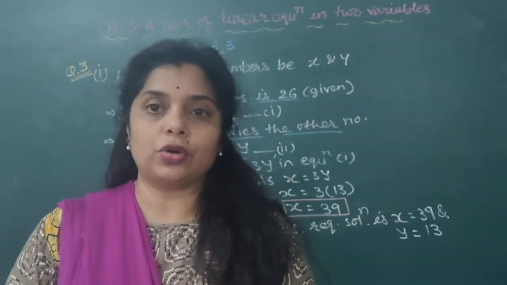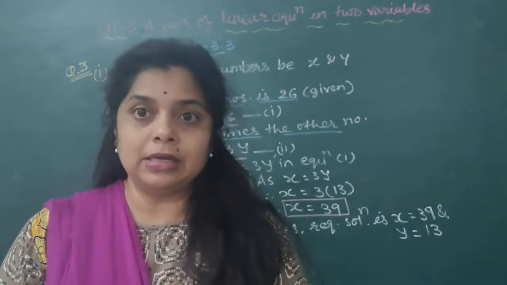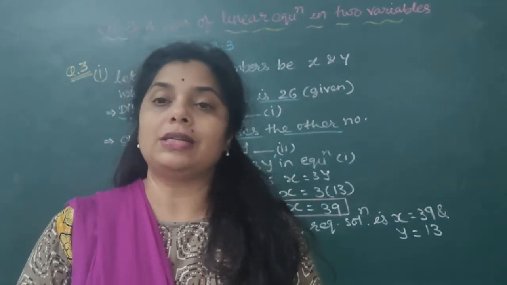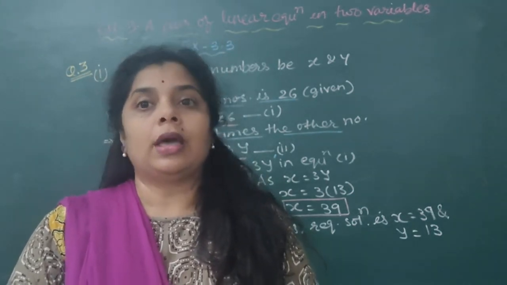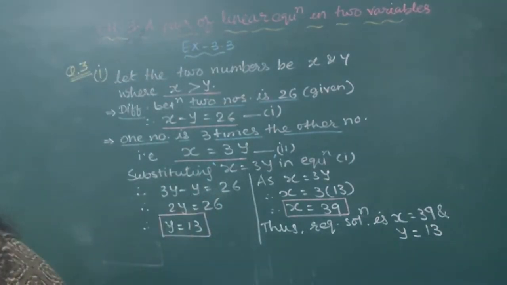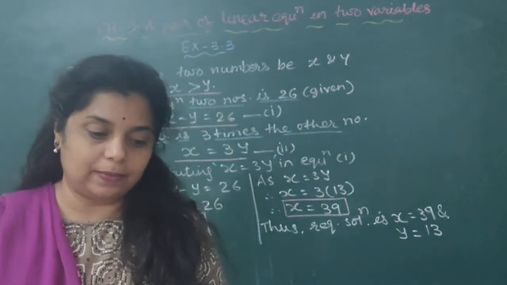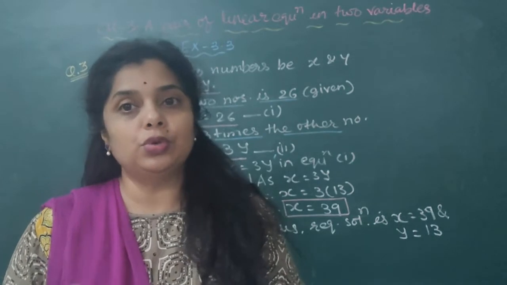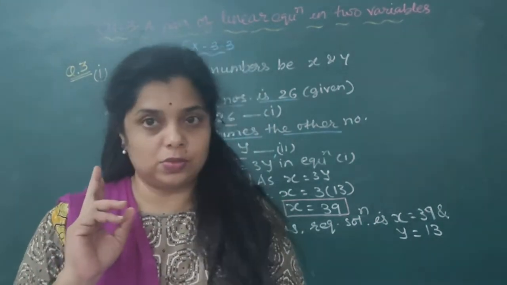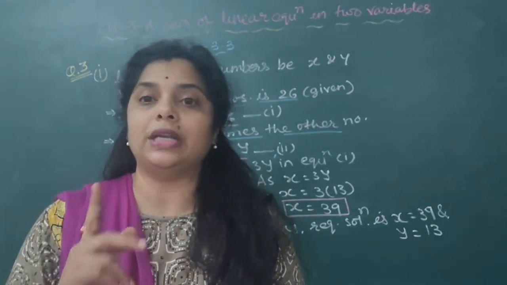As I already taught you the substitution method in the last lecture, the steps of the substitution method should be clear in your mind. So let's start question number 3, and in that we are going to see the first one. It is given that the difference between two numbers is 26. So one must be greater and the other must be smaller, and the difference between the greater number and the smaller number is 26.